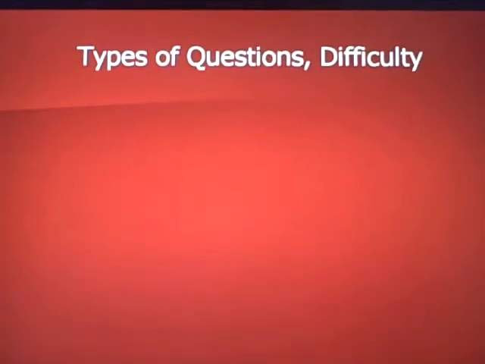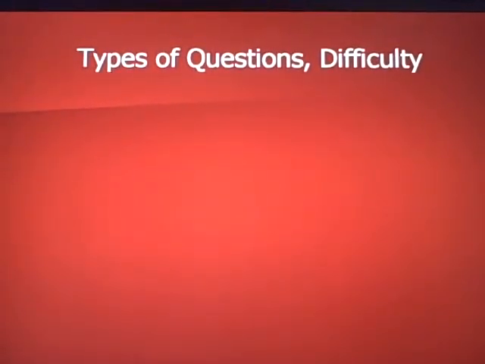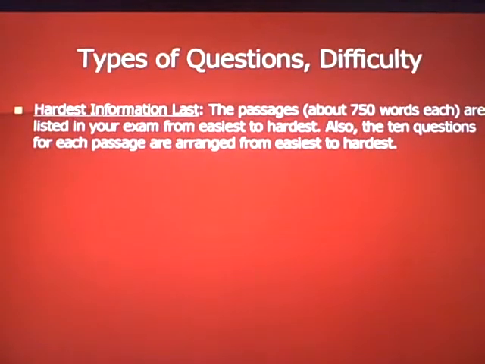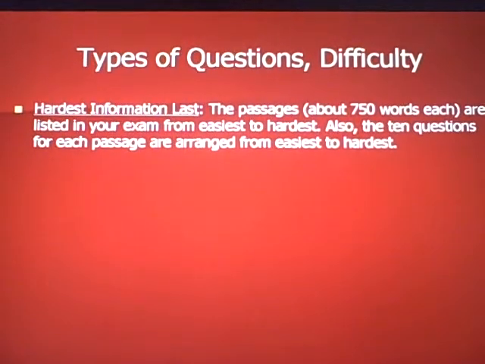So this is part 3 on the reading section of the ACT exam, where we're talking about the types of questions you'll see and the difficulty of the two types. The hardest information will be last, and we mean that in two different ways. First of all, the passages you'll read, about 750 words each, there'll be 4 of them, are listed in your exam from easiest to hardest. Also, the 10 questions for each passage are arranged from easiest to hardest. 1 is easiest, 10 is hardest. That's good to know in terms of managing your time.